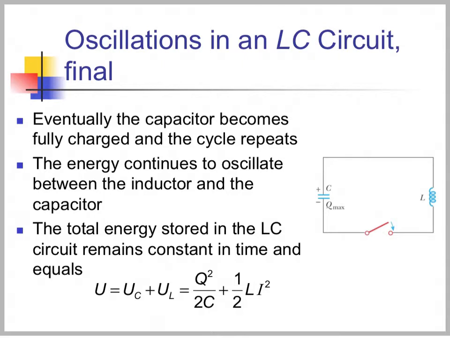The total energy stored in the LC circuit remains constant in time and is just equal to the energies in both the capacitor and the inductor, which is going to be Q squared over 2C plus 1/2 L i squared.